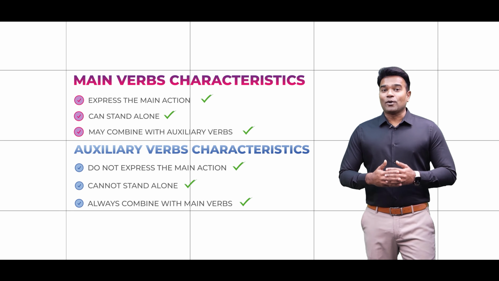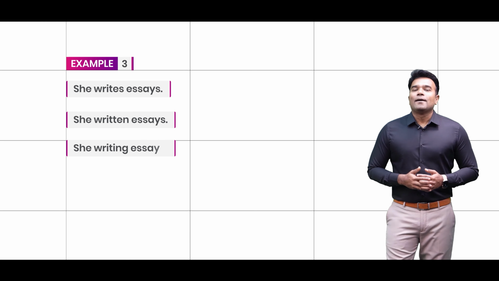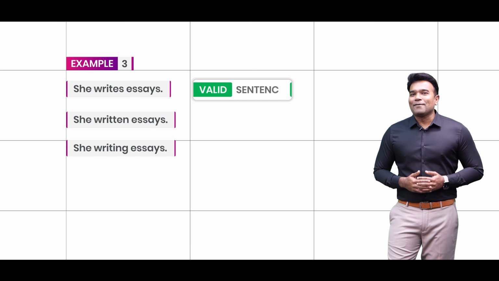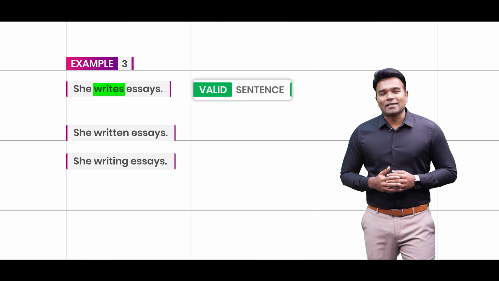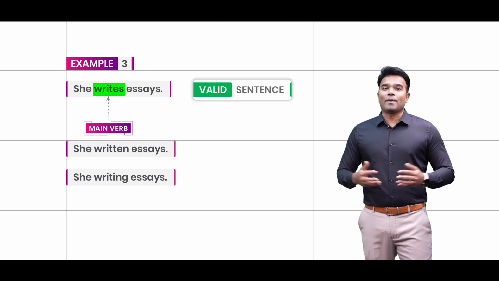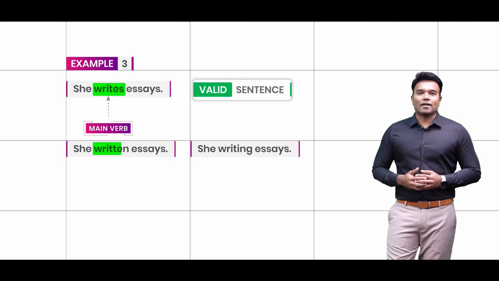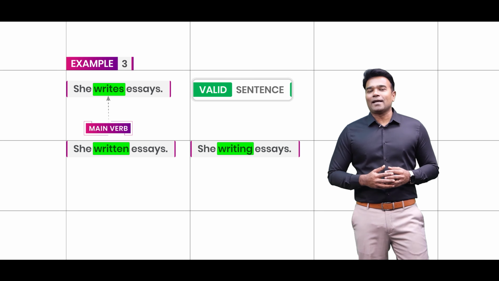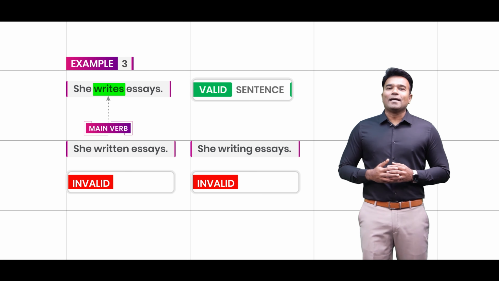Anyway, let me give you another example. Have a look at these three sentences. Well, the first sentence is a valid sentence and writes happens to be the main action and hence is categorized as the main verb. But then in the second and the third sentences, no doubt written and writing happen to be the main action and hence are categorized as the main verb. But then the sentences are invalid.